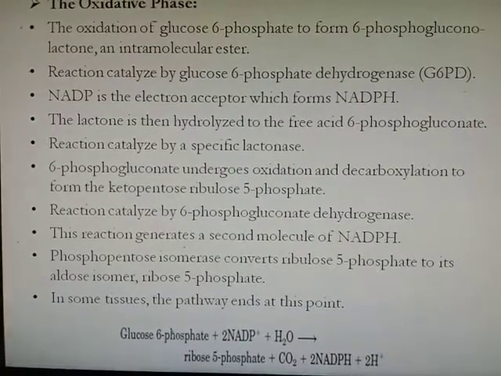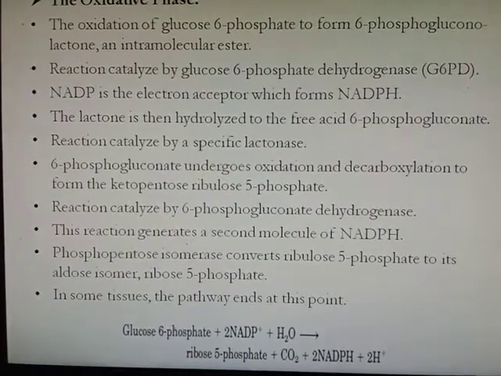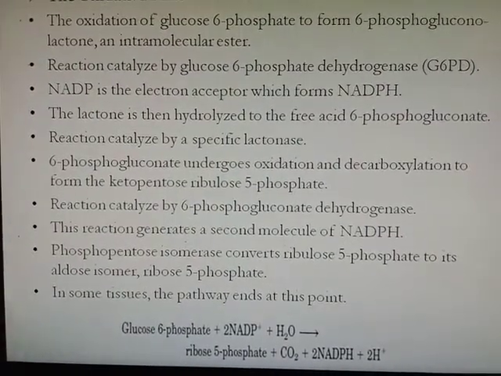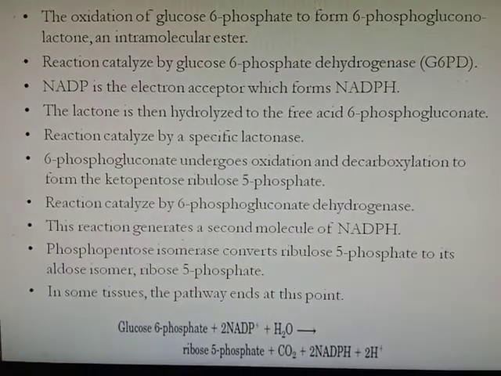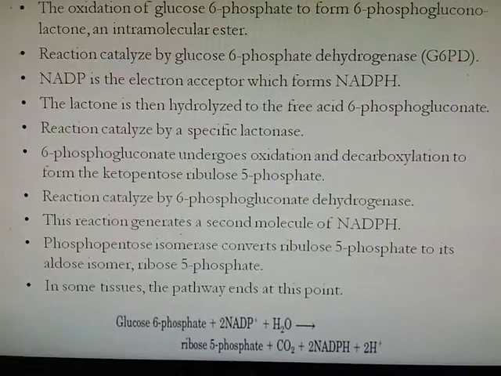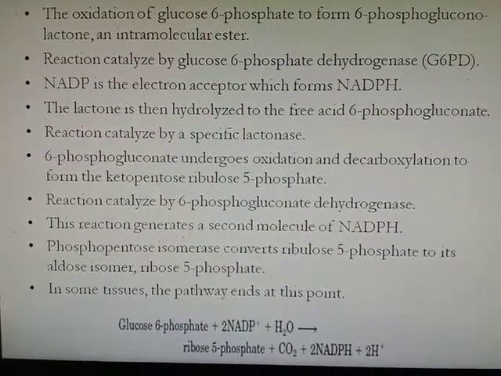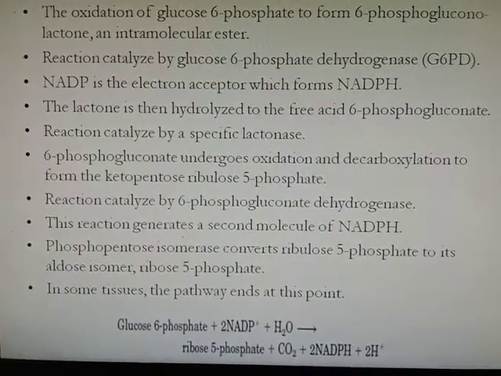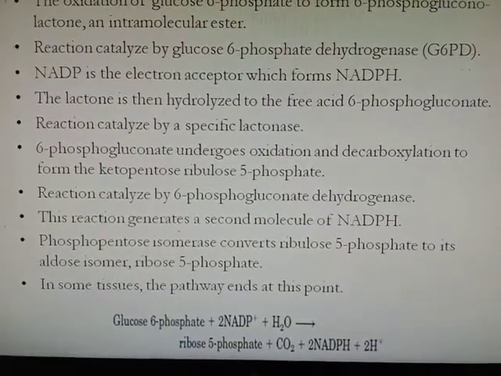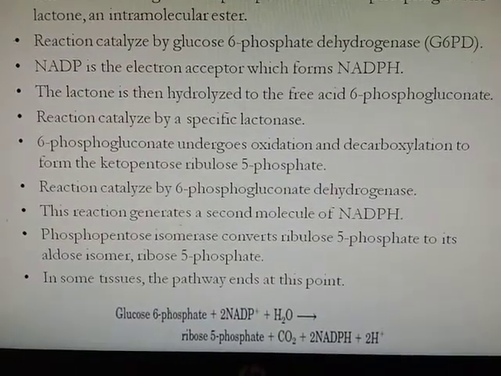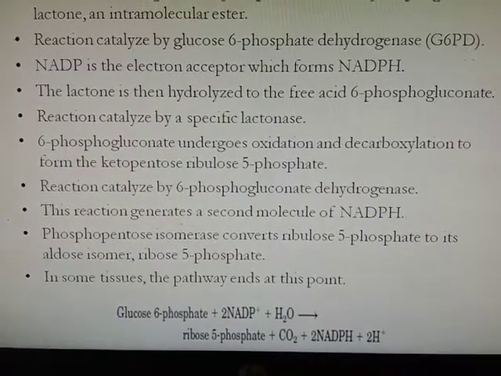The first step is oxidation of glucose 6-phosphate to form 6-phosphogluconolactone. It is an intramolecular ester formation. This reaction is catalyzed by the enzyme glucose 6-phosphate dehydrogenase, and NADP is the electron acceptor which forms NADPH. At the first step, where glucose 6-phosphate is converted into 6-phosphogluconolactone, one NADPH is synthesized. This lactone is then hydrolyzed to form the free acid 6-phosphogluconate, and this reaction is catalyzed by a specific lactonase.